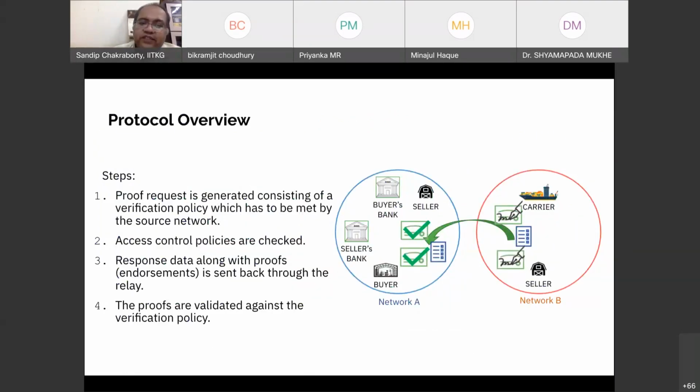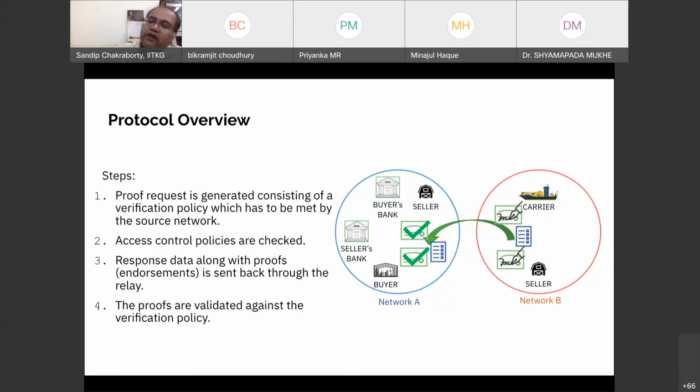So here is the protocol overview; the steps are as follows. The proof request is generated, consisting of a verification policy, which has to be made by the source network. Then you check the access control policies. Then the response data along with the proofs, that means the endorsement, the collective signatures, is sent back to the relay. Then these proofs are validated against the verification policy.